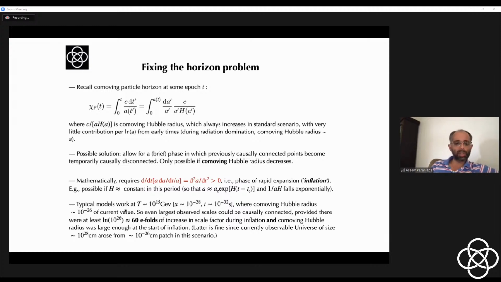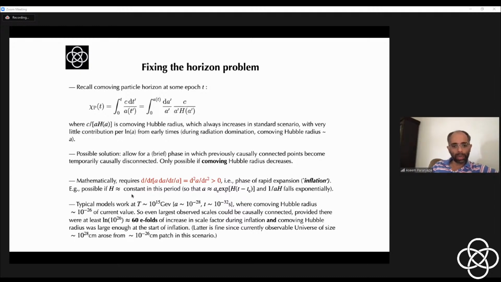So typical models work at very high temperatures, 10 to the 15 GeV. This is usually called the GUT scale, Grand Unified Theory scale, where things are pretty speculative even now. So it is mostly theoretical stuff, with very little observational constraints. And these models will say that around this epoch, which is a scale factor of 10 to the minus 28 or a time of 10 to the minus 32 seconds after the Big Bang, you allow for a phase like this. And this phase is called inflation, because it is a phase of very rapid expansion.